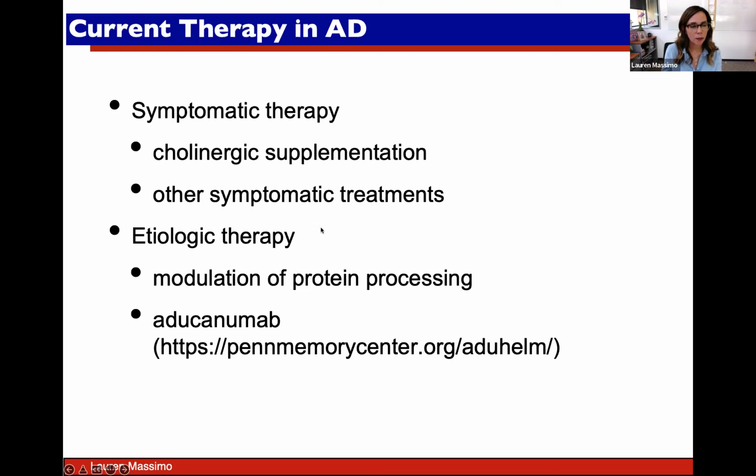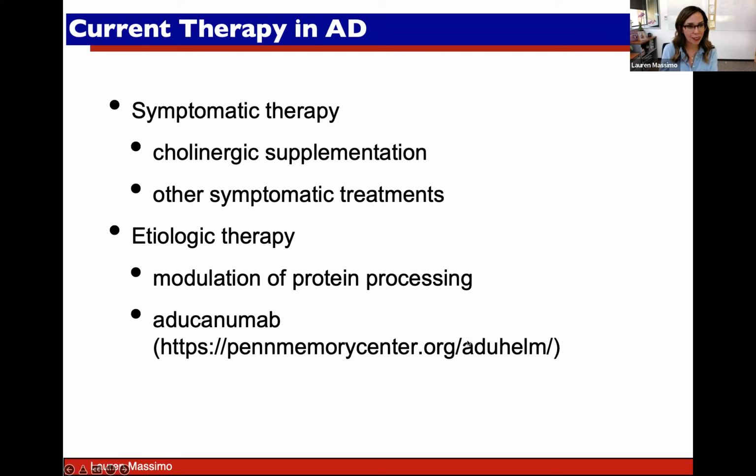So I want to turn now to talk briefly about what the current therapy is for folks with Alzheimer's disease. We have cholinergic supplementation and other symptomatic treatments. I'll talk about a medication called Memantine. There's etiologic therapies, and the one that has probably received the most notoriety recently is aducanumab or Aduhelm, which is an amyloid antibody agent.